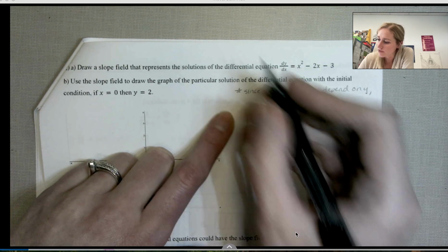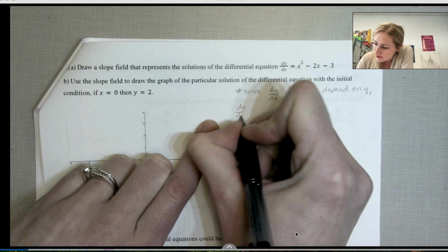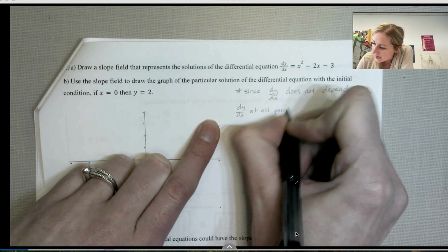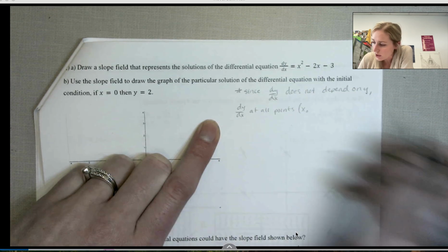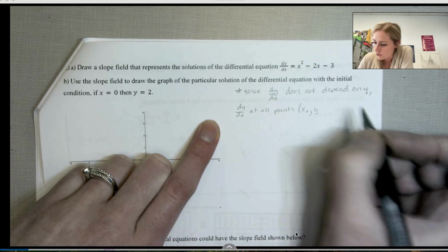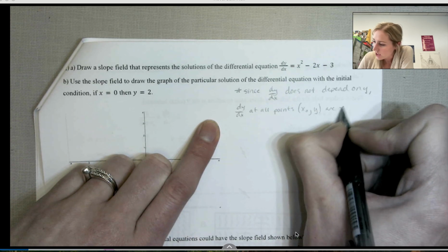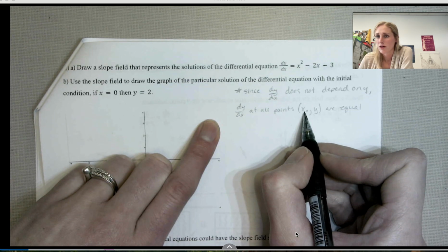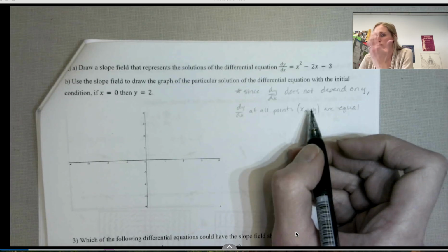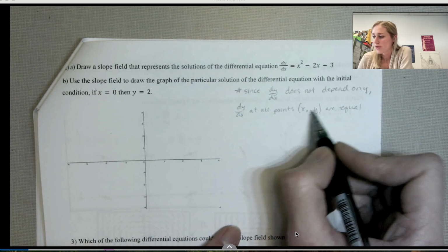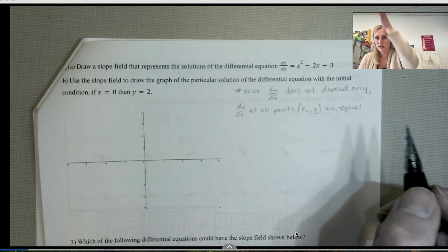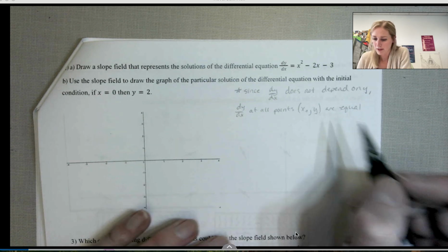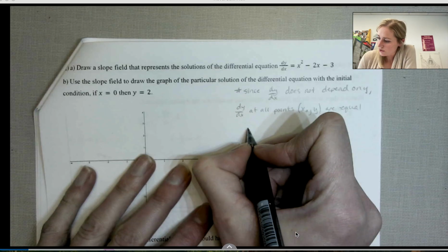So what that means is that dy dx at all points that have this form, so x some number, x naught, some y that goes with it, are equal. So when x is 1, so the points 1, 2, 1, 3, 1, negative 1, 1, negative 2, they all have the same slope. So all along that same vertical line, whatever x equals, those are all going to have the same slope. Okay, so let's find our starting point.